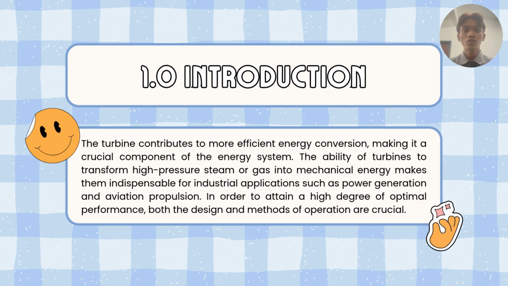The turbine contributes to more efficient energy conversion, making it a crucial component of the energy system. The ability of turbines to transform high pressure steam or gas into mechanical energy makes them indispensable for industrial applications such as power generation and aviation propulsion. In order to attain a high degree of optimal performance, both the design and methods of operation are crucial.